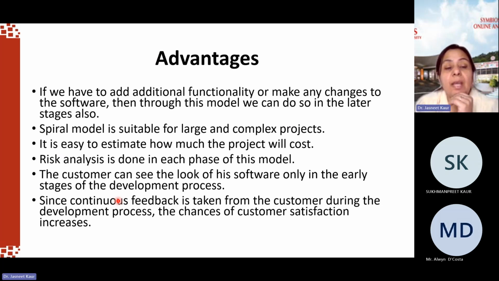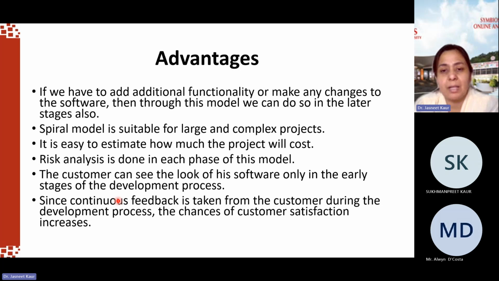The advantage is if we have to add additional functionality or make any changes to the software, then through this model, we can do so at a later stage also. This is a feature of this kind of model. The spiral model is very, very suitable for large and complex projects. It's easy to estimate how much the project will cost. Very, very easy. Risk analysis is done in each phase of this model.